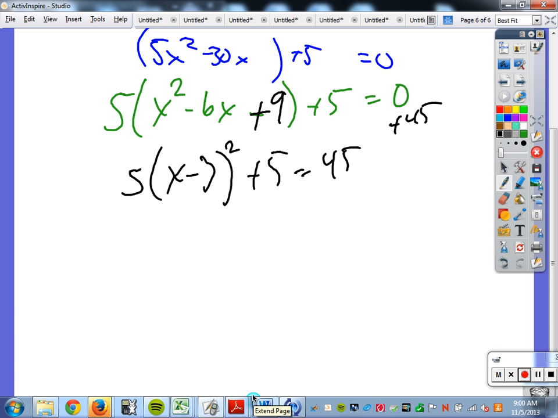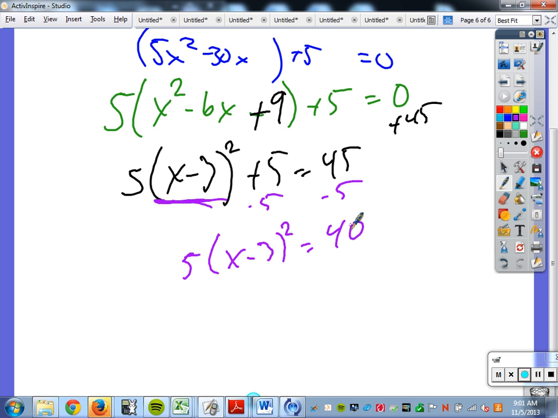Okay, now we start to solve for x. You always want to get this guy by himself. So, how do I get rid of him? Not yet. Subtract your 5 first. So I go 5 times x minus 3 quantity squared equals 40. Now what do I do, Jim? Now I divide by 5.